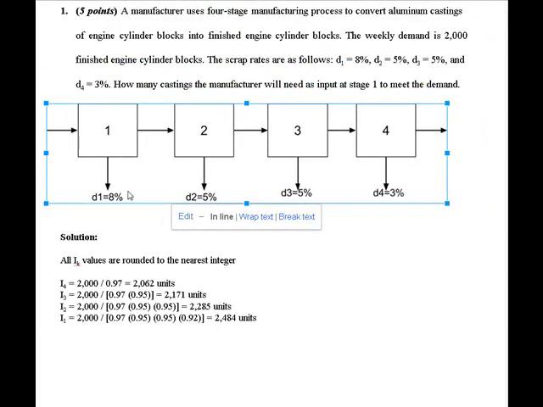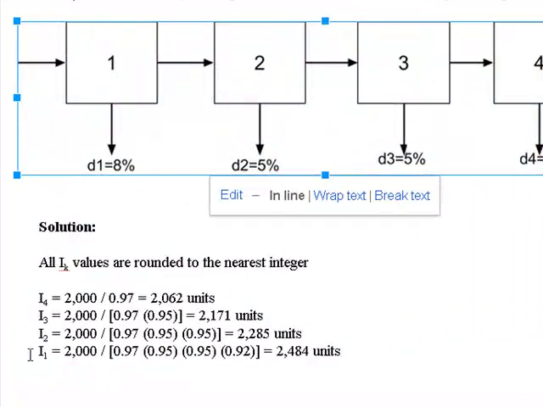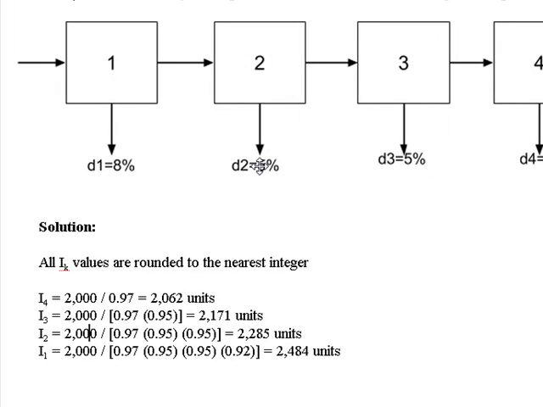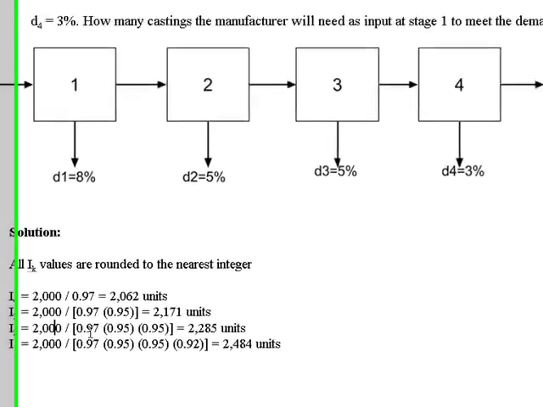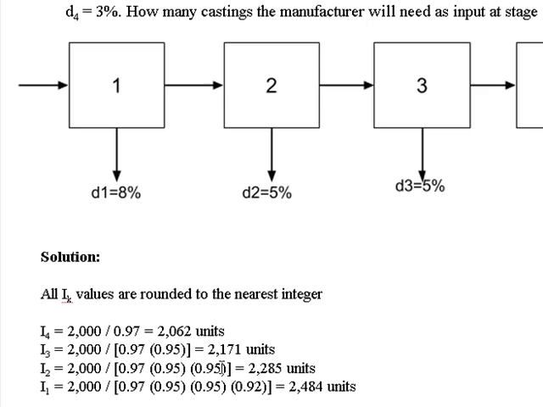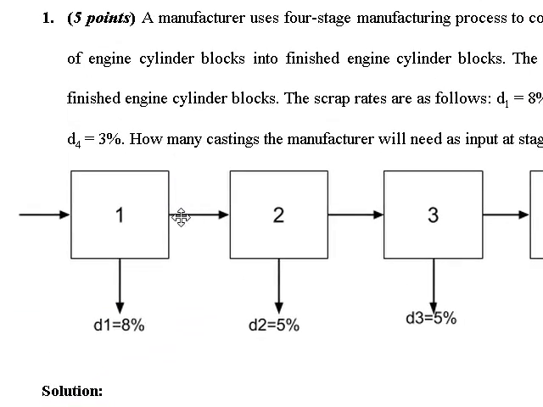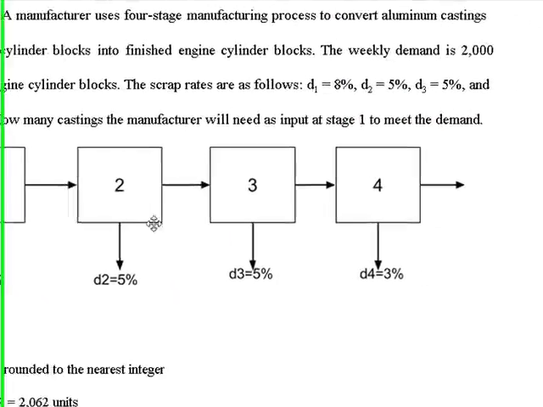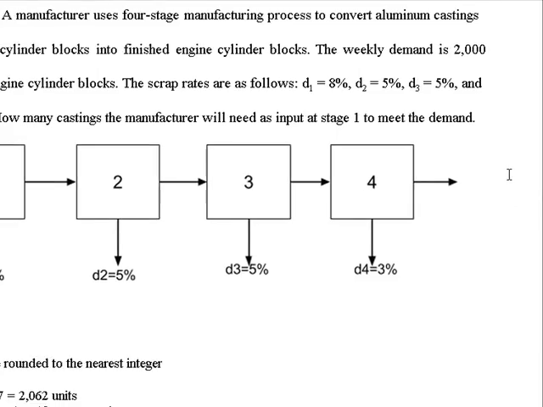Similarly, we go back and find the input at the second stage. We divide 2000 by, again, the 5% scrap rate, that means 95% good, so 0.95 for this machine, 0.95 for this, and 0.97 good rate for machine 4. So we divide by these 3 good rates for 3 machines, right? Then we get 2285 units at the second stage. That's how many we need here to be able to get 2000 out here, right?